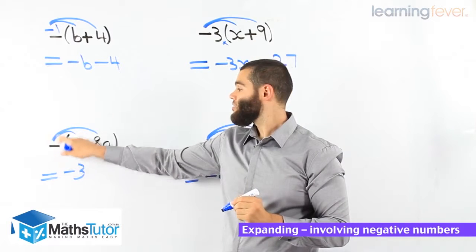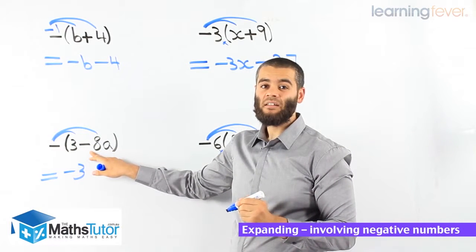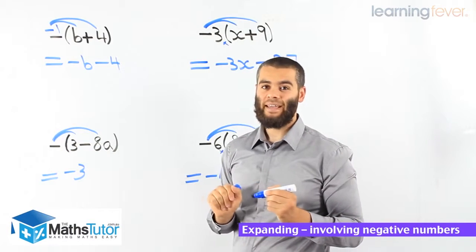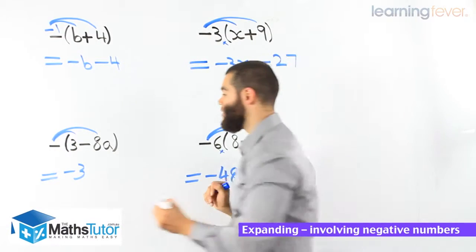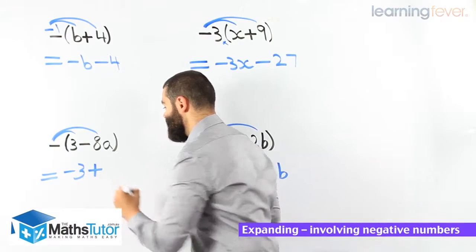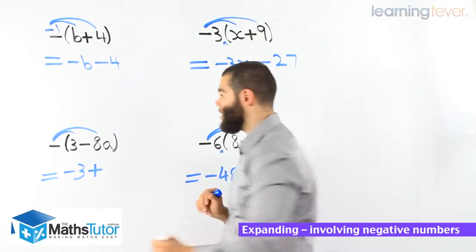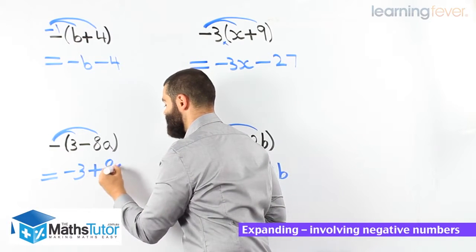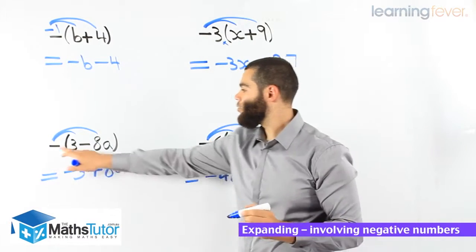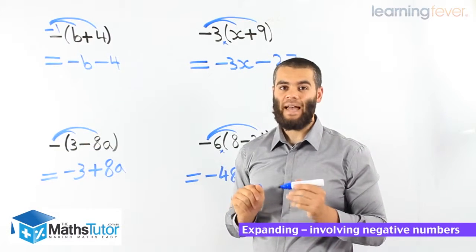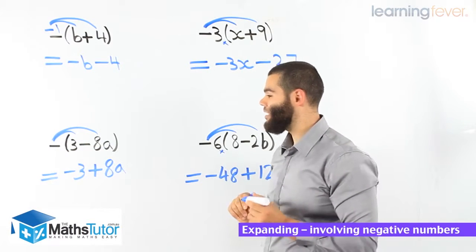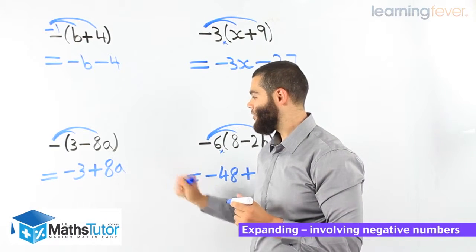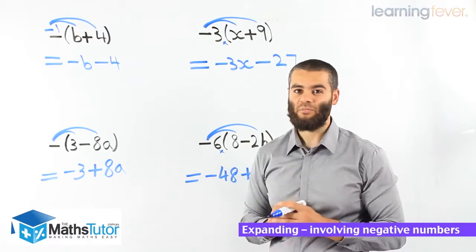Negative 1 times negative 8. Two negatives. Negative 1 times negative 8. We said two negatives become a positive. A negative times a negative is a positive. So negative 1 times negative 8 is positive 8 and a. So negative 1 times negative 8a is positive 8a. Our answer, minus 3 plus 8a for that one. Let's do some more examples.